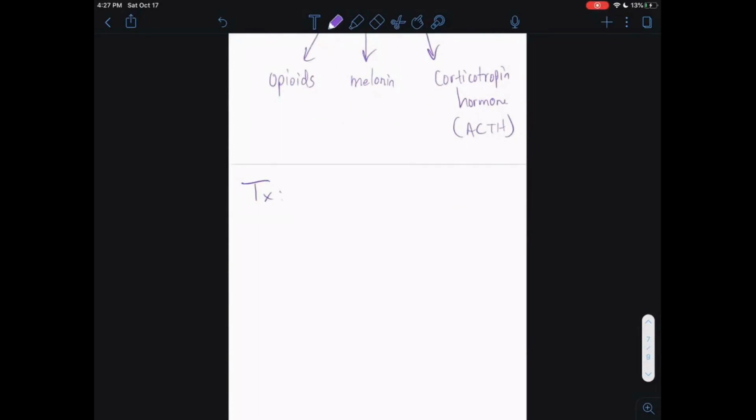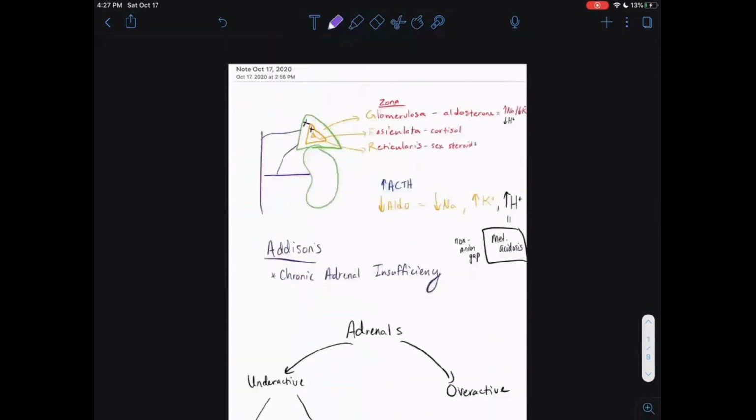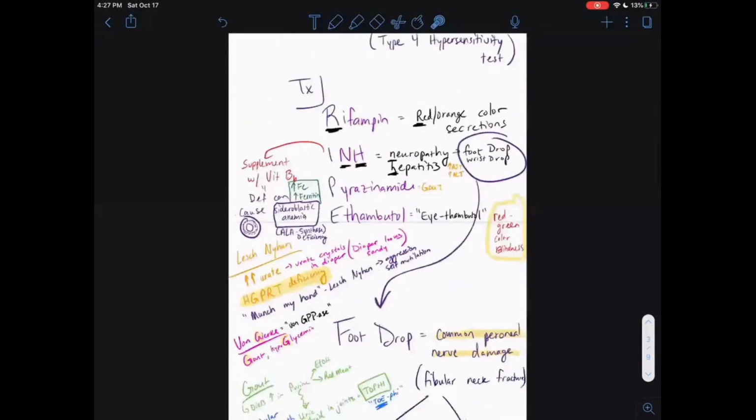If somebody has Addison's disease, if you remember, if you scroll up here, we said that they don't have aldosterone at all. So if they don't have aldosterone, what do you think their blood pressure is? Well, if they're not able to retain sodium, that means they can't retain water. So they're going to be dehydrated and have a low blood pressure. So the first thing in treatment is you want to look at their blood pressure. You want to give them IV fluids, because they're going to be hypotensive.